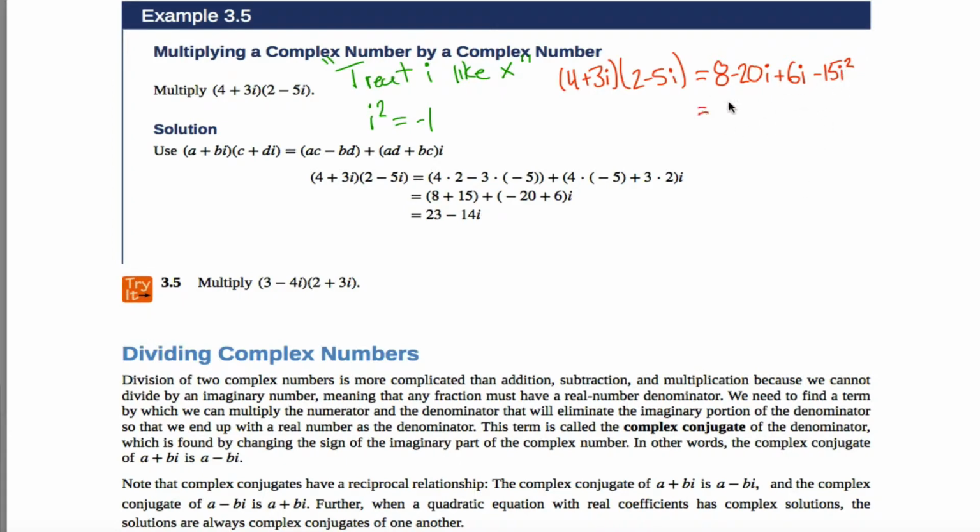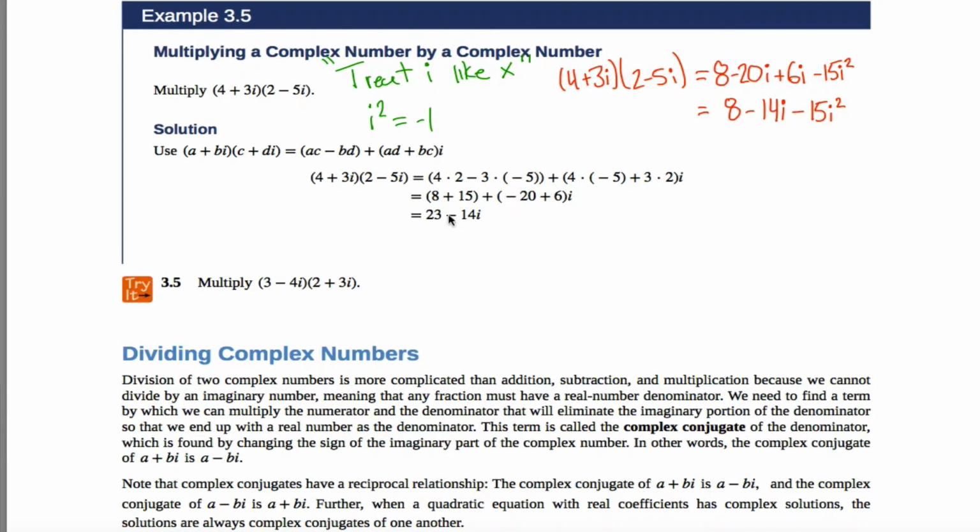And I guess you could combine like terms, because there's no reason to write -20i plus 6i when we all know that's just -14i. At least it would be if we could treat the i's just like they were x's. And again, I refer you to this. So I'm done? No, because this is not standard form.